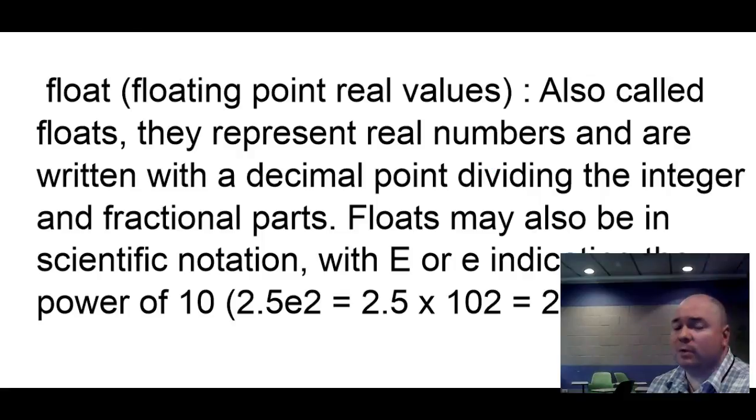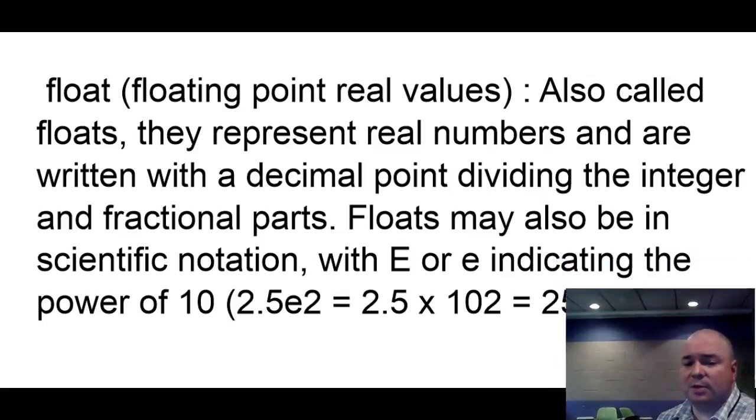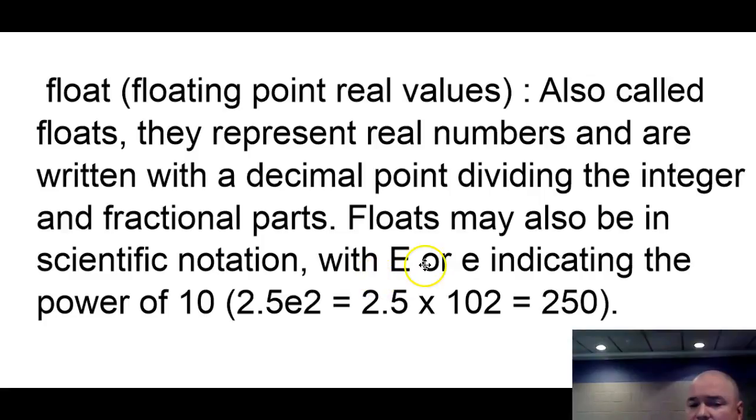Then we have a floating point value, also called floats. They're real numbers, and they are written with a decimal point. Floats may also be in scientific notation. So, for example, you use an e or a lowercase e to indicate a power of 10. So 2.5e2 is equal to 2.5 times 10^2, which would be 250.